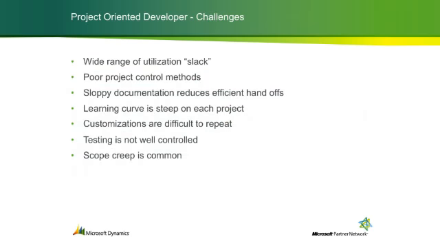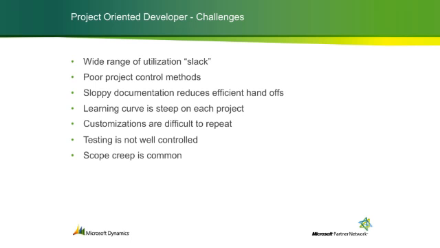So some of the challenges that we face here, from a project-oriented developer's perspective, really we're looking at a wide range of utilization. We call it slack. This is the swings between the high and low of being used. And this, of course, happens as a result of customer and project demands and the inability to anticipate when our developers are going to be needed in the short, medium, and long term.